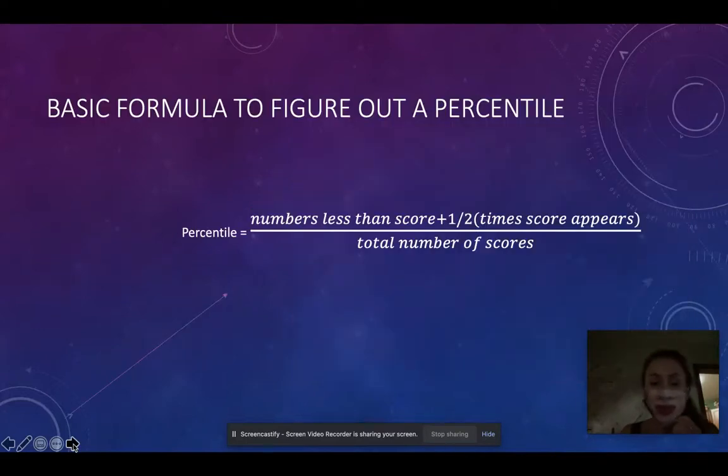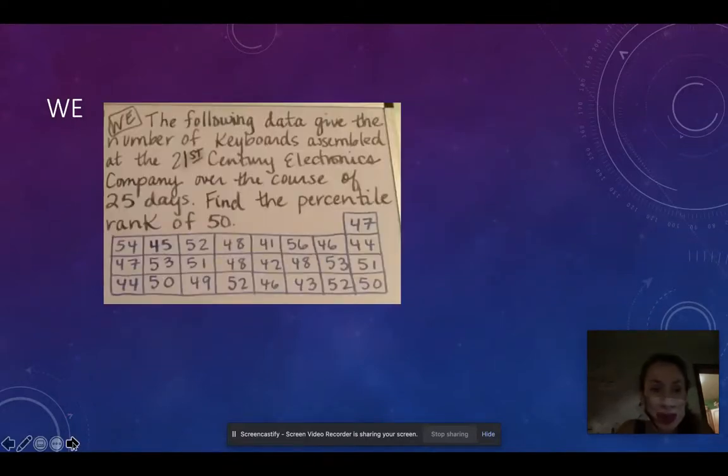Okay, so here's the formula to figure out what percentile you're in. You want to take the number that's less than the score that you're looking at, plus a half times the number of times the score appears, and then divide it by the total. So let's look at some examples here.